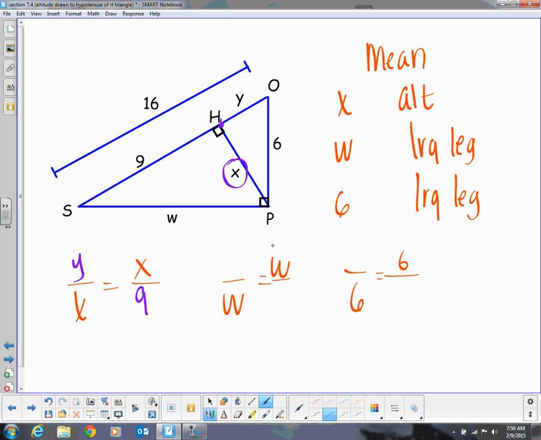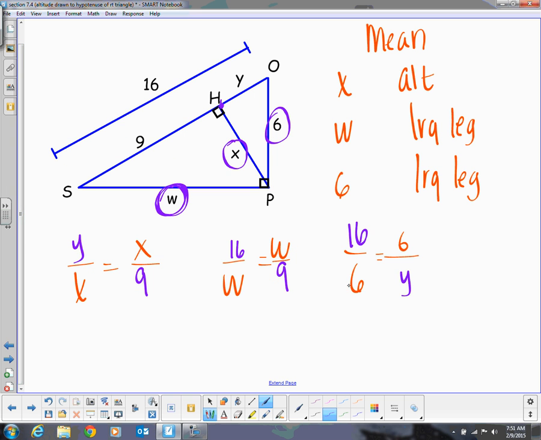W is a leg. So it's going to be the whole hypotenuse, which is 16. Which part of the hypotenuse is closest to W? 9. The 6 is the whole hypotenuse. What's the whole hypotenuse? 16. And what's closest to it? 6. For Y. So here I'm not going to solve that one first because there are two variables. 16y equals 36.